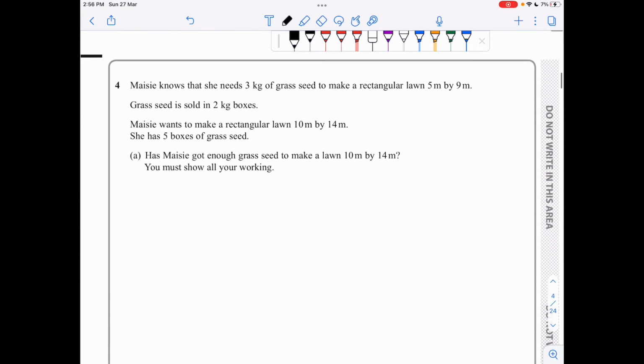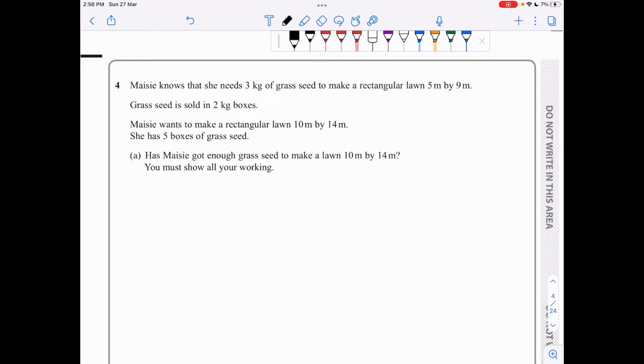Question 4 is about Maisie, who knows that she needs 3 kilograms of grass seed to make a rectangular lawn 5 meters by 9 meters. Now the seed is sold in 2 kilogram boxes, and she wants to make a rectangular lawn 10 by 14 meters. So she has 5 boxes of grass seed.